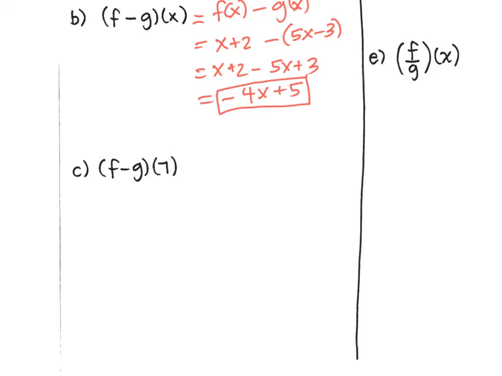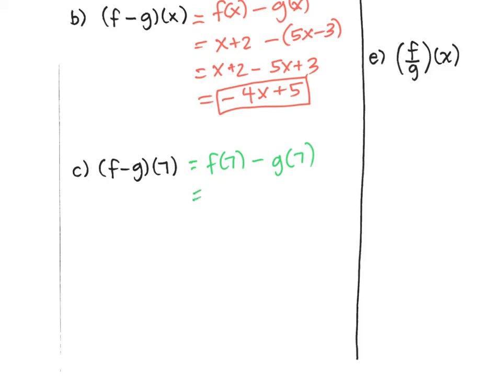For C, I'm going to evaluate f minus g of 7. Okay, and I have two options here. One is I could change this to f of 7 minus g of 7 and then evaluate them each that way.